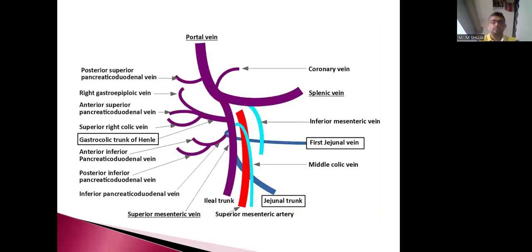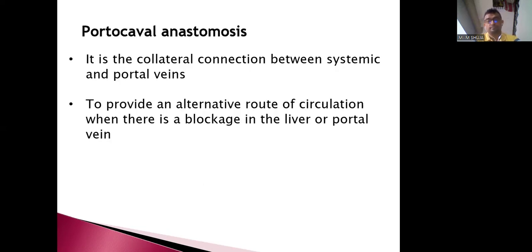So these are the tributaries for the portal vein. So see, the whole of the gastrointestinal system is drained to the portal vein. Splenic vein, inferior mesenteric, middle colic, ileal trunk, superior right colic, right gastroepiploic, everything is drained into the portal vein.